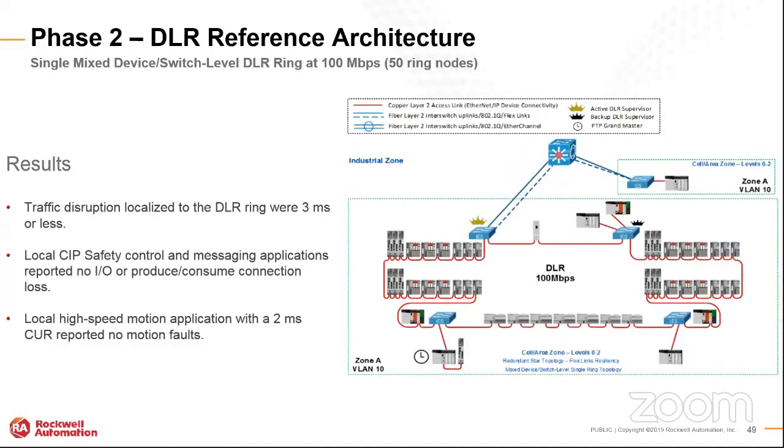And phase 2 brought in the mixed again, so some switches and some devices themselves just directly into the ring. So in this case, we're back to the 50 ring node limit, and through the testing that was done here, convergence time was 3 milliseconds. And this will be one ring speed, of course, throughout this one.